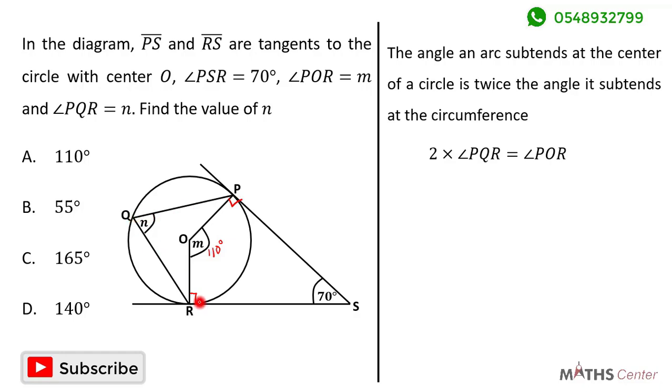Angle PQR is N and angle POR is M. So 2 times N is equal to M. We have found M to be 110 degrees. So 2N is equal to 110 degrees. To get N, we will divide both sides by 2. So N is equal to 110 degrees divided by 2, which gives us 55 degrees. So the value of N is 55 degrees. When you look through the options given to us, you can see that the correct option is B.